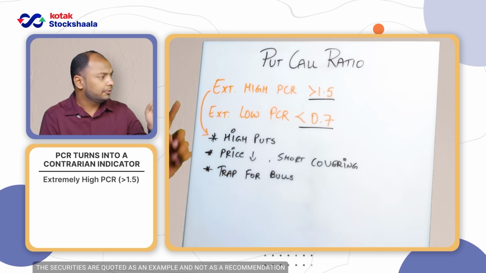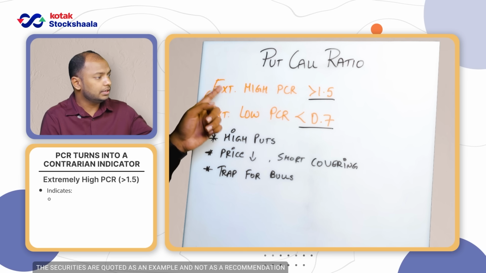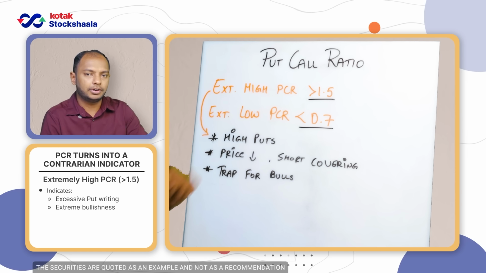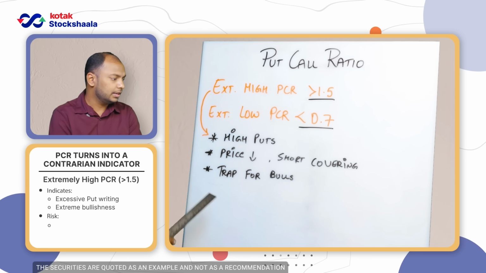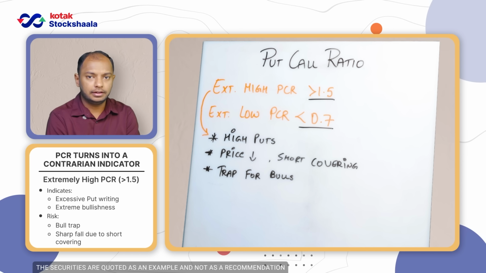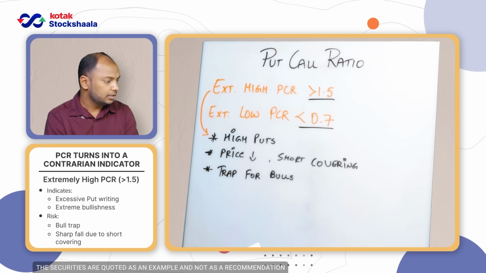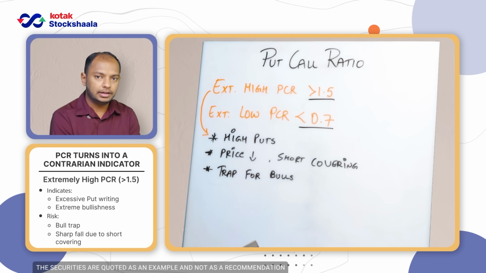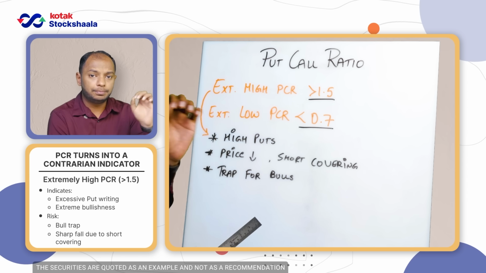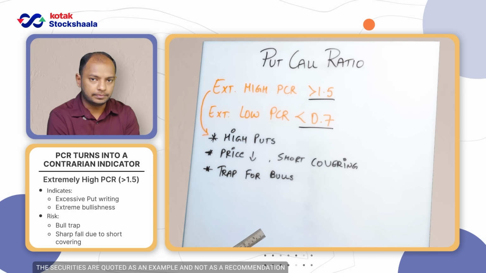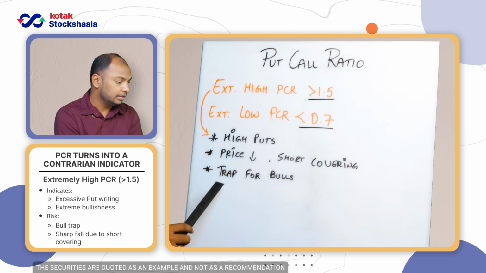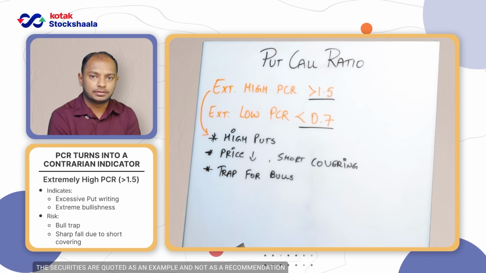Now, considering the first condition where we have extremely high PCR greater than 1.5, what it really means is that there is very high put writing at that specific level. So which also means that if the price starts falling a little bit, due to short covering, the prices might slide significantly, which also indicates that this might be a trap for bulls.